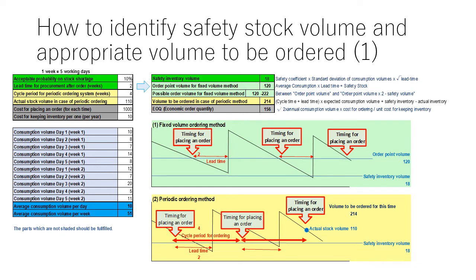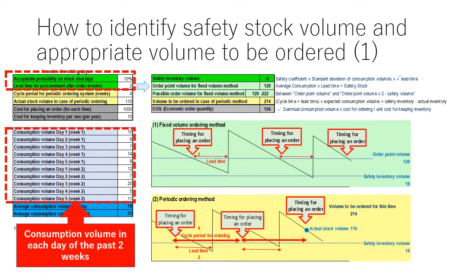As presented in the educational material for fostering junior consultants, there are two ordering methods for purchase management: the fixed volume ordering method and the periodic ordering method. When the fixed volume ordering method is applied, the company should fill in these two parts, and then the safety inventory volume and others are calculated automatically.